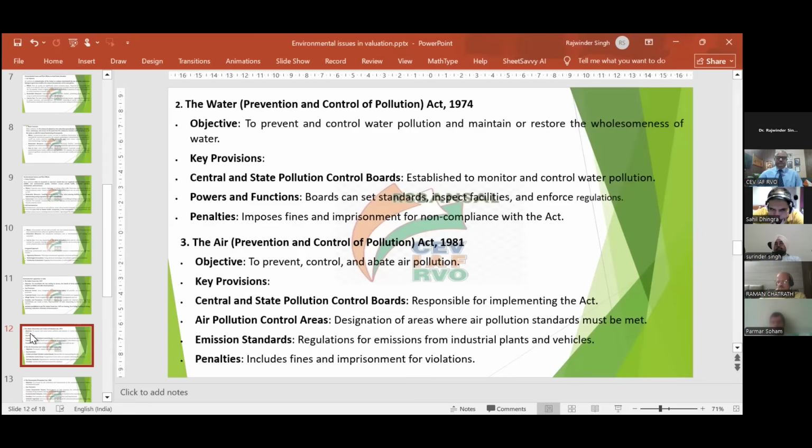What are the powers and functions? The board can set the standards, inspect the facilities, and enforce regulations for water pollution prevention. And it can impose fines and imprisonment for non-compliance with the act.